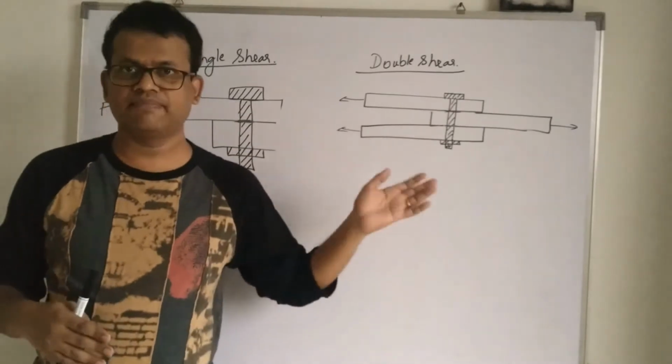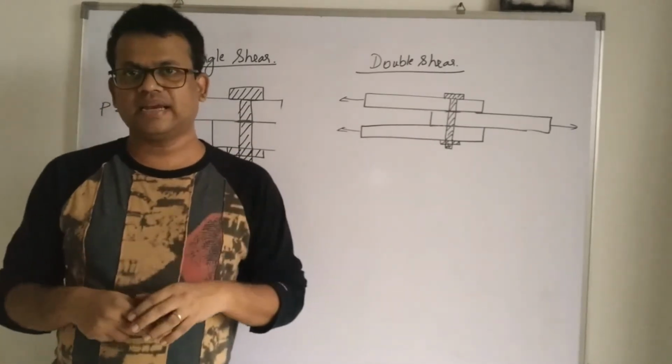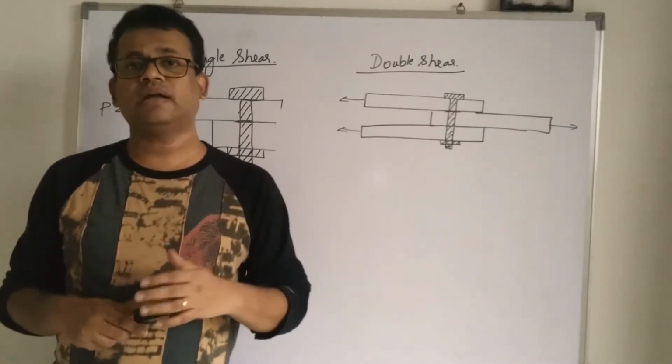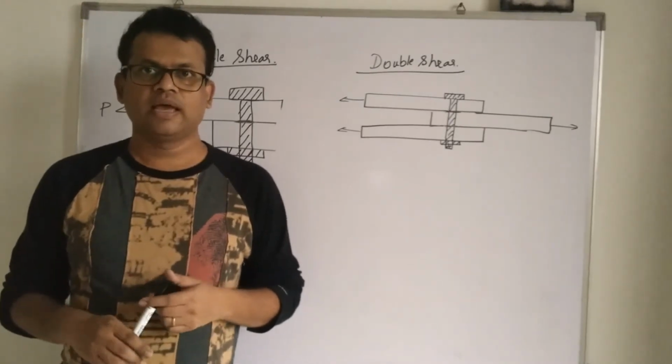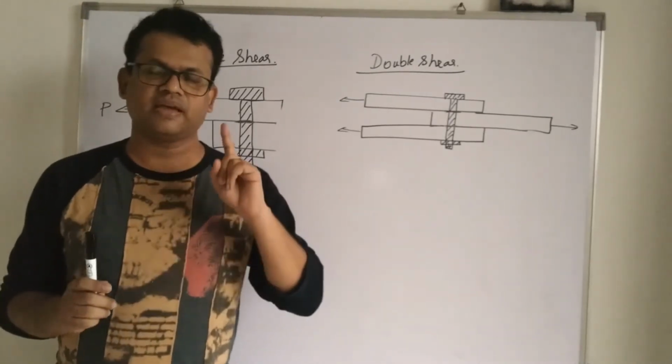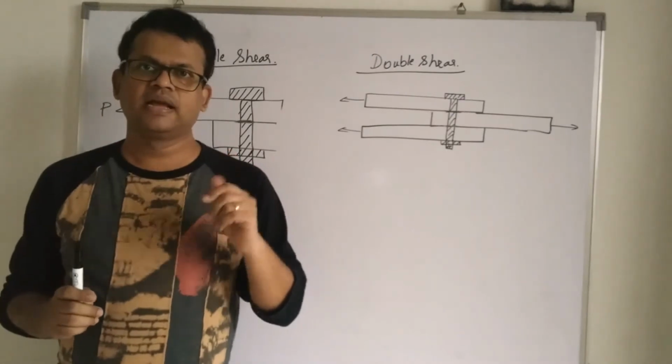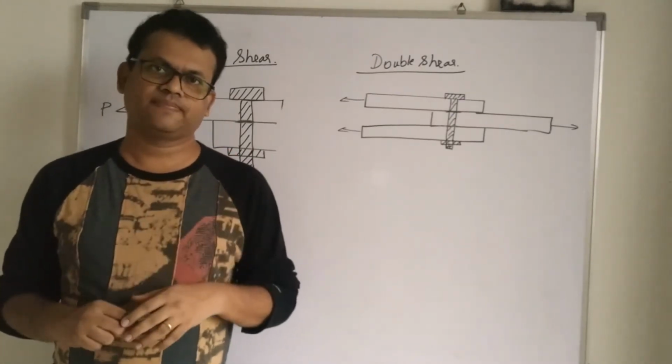Our next example is exactly like that. So you will understand there. So that will be a double shear problem. Okay, I hope this is clear. Single shear has one shearing plane, double shear has two shearing planes.